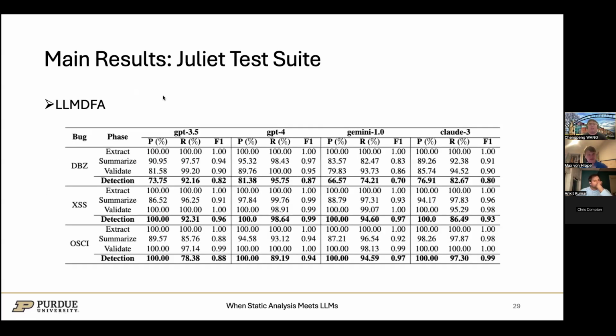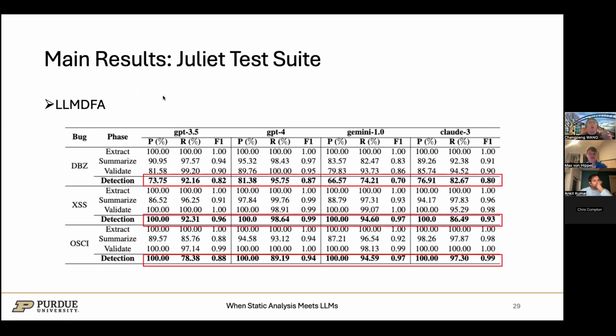Okay, so here is the main result of our work. This is the evaluation on the Juliet test suite, which is a very typical benchmark for static analysis. You can see that we evaluate our approach on these four large models. For the overall detection performance, we find that the precision is very high. We find that the precision of the divide-by-zero bug is a bit lower because it requires path sensitivity, that is, checking of the branch condition. So the LLM can still hallucinate in some cases, because the synthesized Python script encoding the path condition is not always correct.